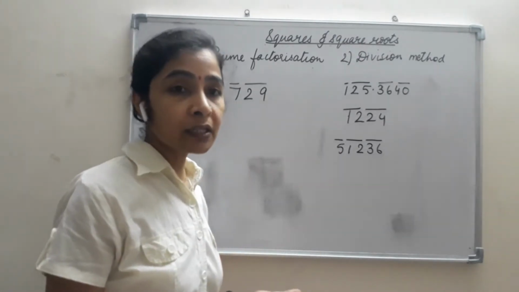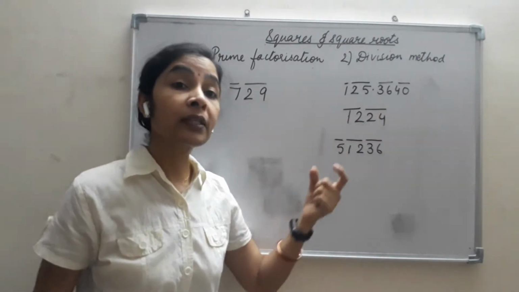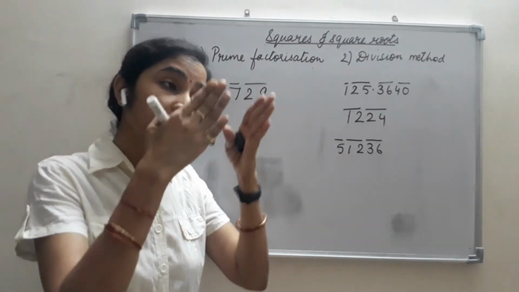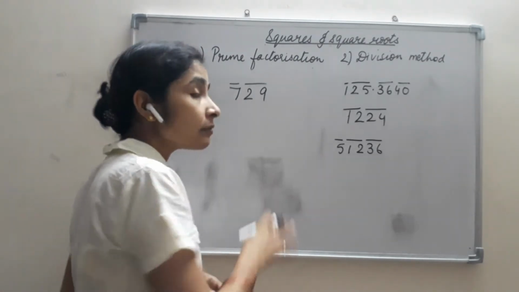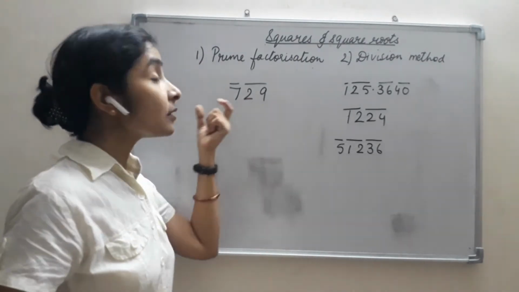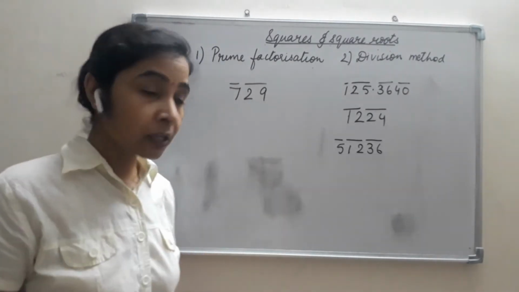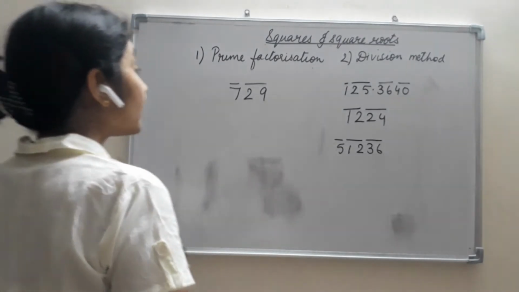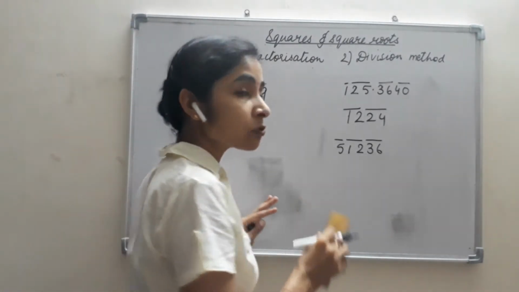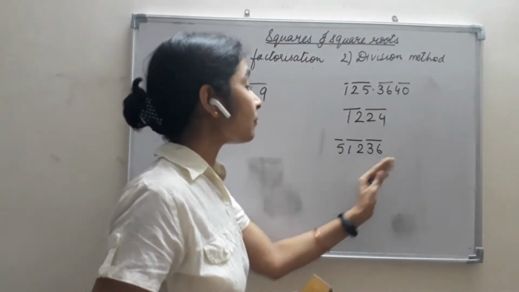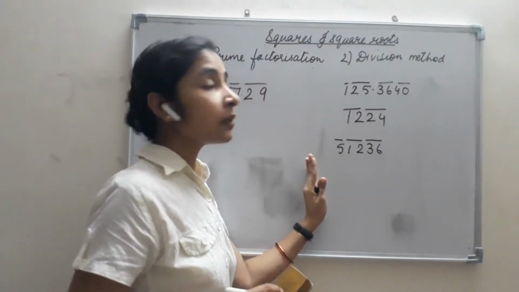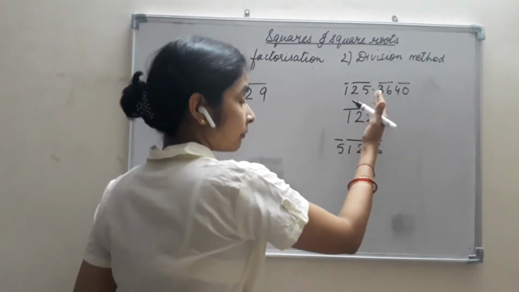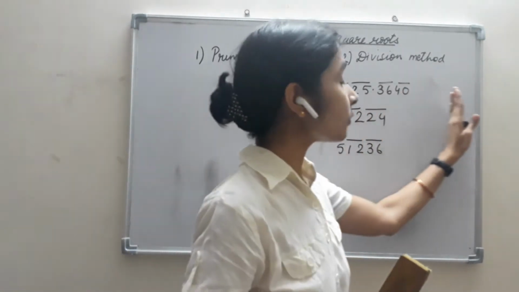So the first step in the division method is making pairs. In the prime factorization method, we used to make the pairs after the prime factorization. In the division method, we make the pairs before starting the division. I am supposed to find the square root of 729, and I have already made the pairs. I hope you understood how to make pairs: for numbers before the decimal, right to left, and for numbers after the decimal, left to right.